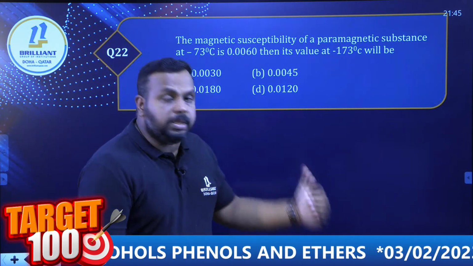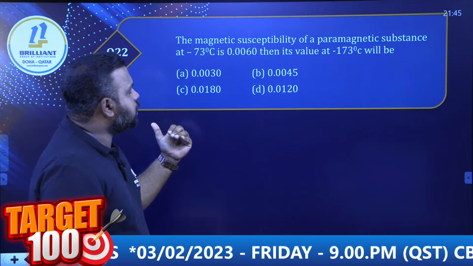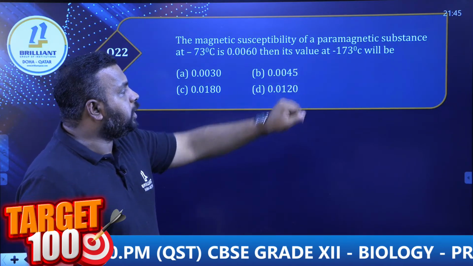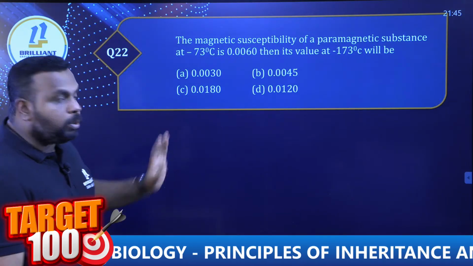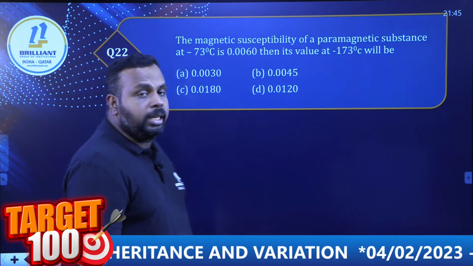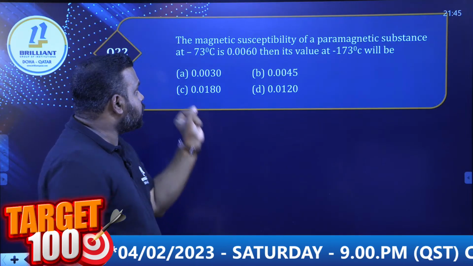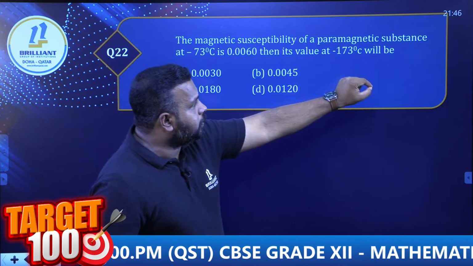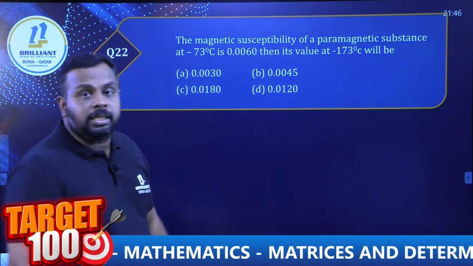The magnetic susceptibility of a paramagnetic substance at minus 73 degrees Celsius is 0.0060. Then its value at minus 173 degrees Celsius will be. This is an important question. There is a chance of it being asked. The probability is very high. So the initial temperature is given as minus 73 degrees Celsius. If you change that temperature to minus 173 degrees Celsius, what will be the susceptibility?